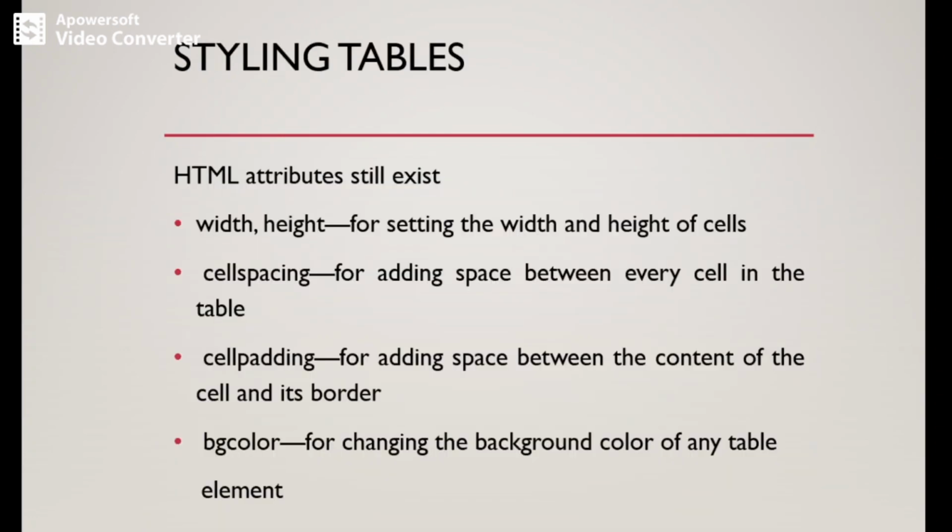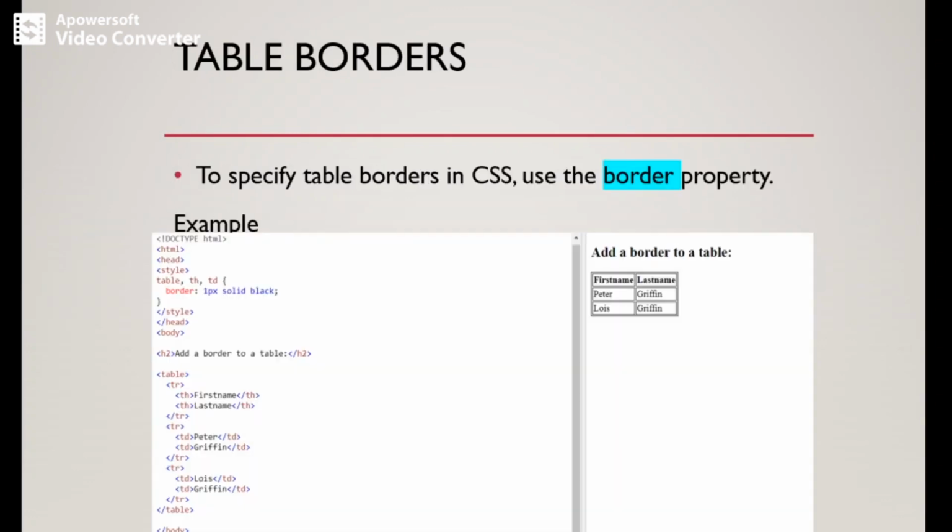Okay. Now styling tables. Again, there are different attributes now. Width, height, you can set the width and height of each cell. Cellspacing means you can add spacing between every cell in the table. Cellpadding means you're adding space between the content of the cell and its border. Bgcolor is background color you are changing.